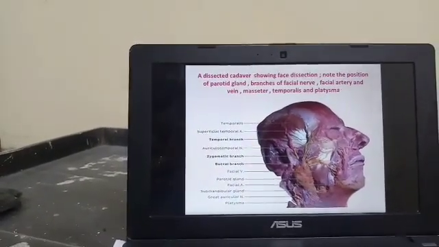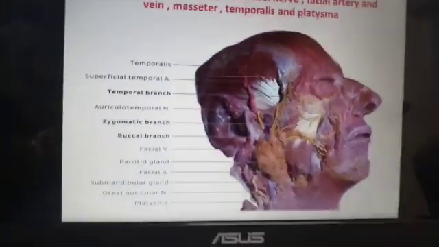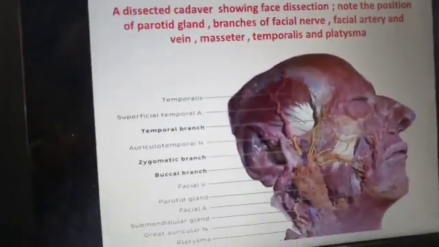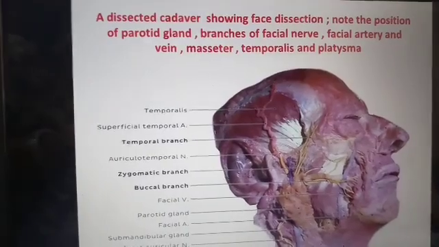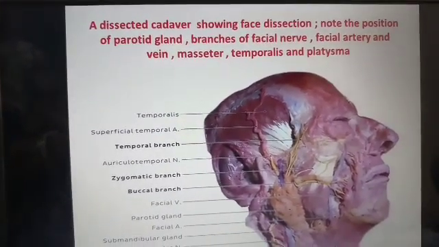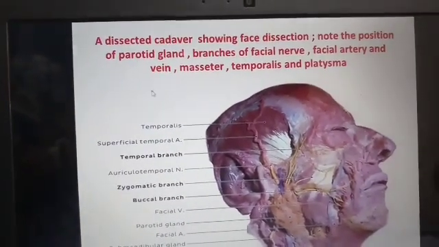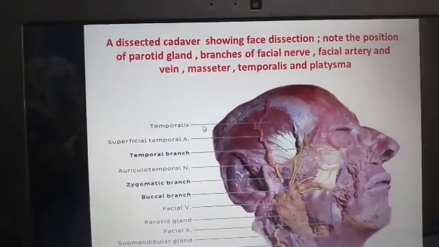This is the dissection of the cadaver. This is the dissected face of the cadaver, in which we can see the parotid gland with some nerves which are also radiating. These are the branches of the facial nerve, and now we will go into the relations.